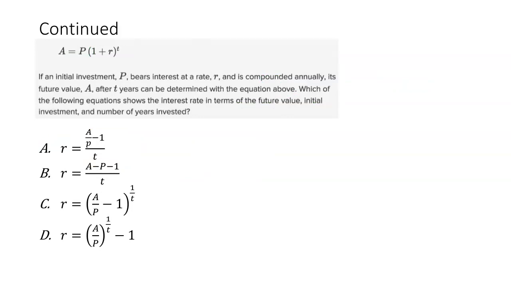All right, we have another one where we're rewriting it just a little bit different. So we have our initial investment. This first part just tells us what everything represents. Which of the following equations shows the interest rate in terms of everything else? So the interest rate is what we want to isolate, and interest rate is represented by R. So we want to get R by itself.